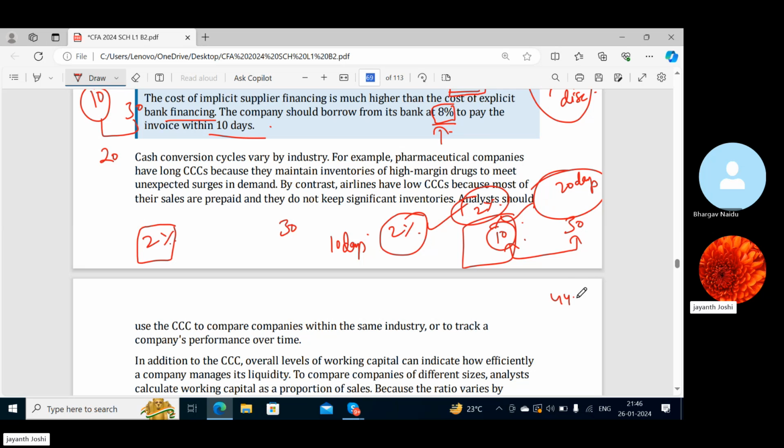For which the cost you are incurring is 44.6%. Yes, sir, that is the annual rate. But annually the bank is charging only 8%. So you can take the loan at the rate of 8% and make the payment on the 10th day and get the 2% discount. That's it. Shall we move forward?